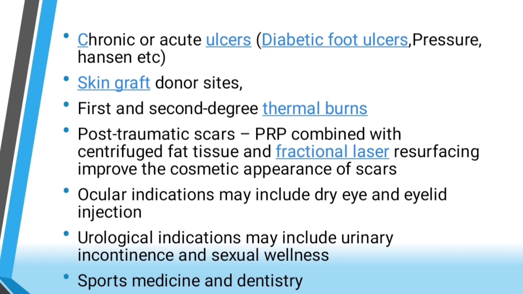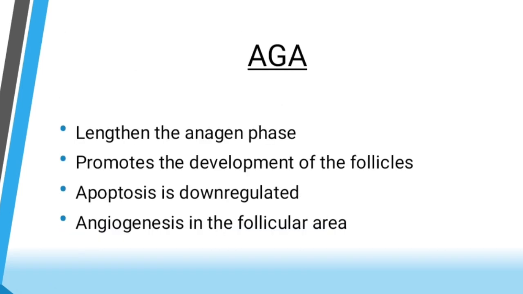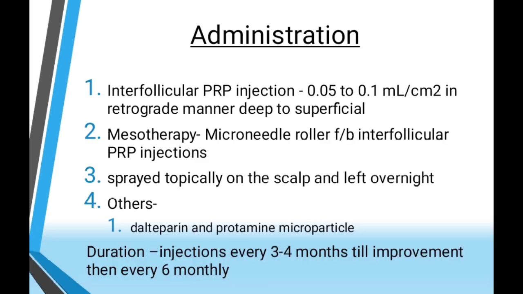Coming to androgenetic alopecia, the way it works is by lengthening the anagen phase, promoting development of hair follicles; apoptosis of hair follicles is downregulated, and angiogenesis in the follicular area is increased. The way it is given is interfollicular PRP injection, 0.05 to 0.1 per centimeter square, given in a retrograde manner, deep to superficial.